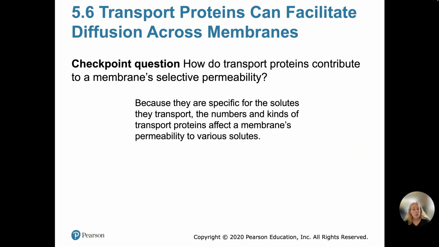So if you said because they are specific for the solutes they transport, the numbers and kinds of transport proteins affect a membrane's permeability to various solutes, aka whatever transport proteins the membrane has are what is going to be allowed into the cell, since each transport protein is specific to its own type of solute molecule.